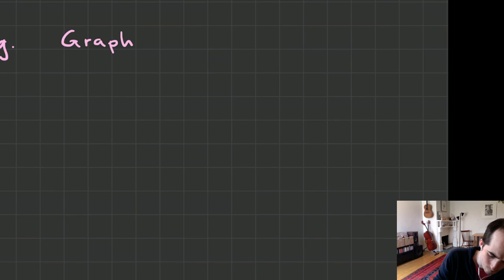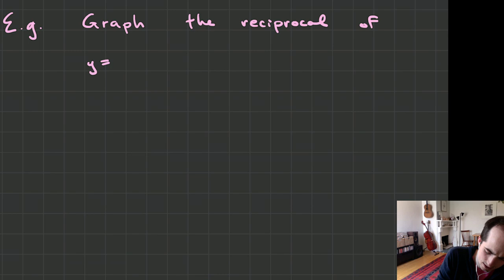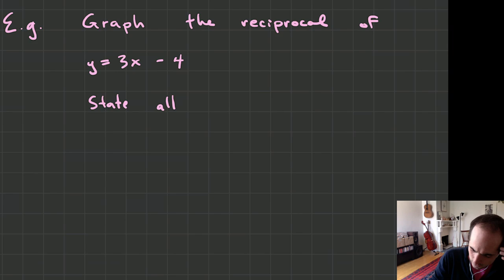I would like you to graph the following: the reciprocal of y equals 3x minus 4. So that's the reciprocal that I think we should do. I also want you to state all vertical and horizontal asymptotes.